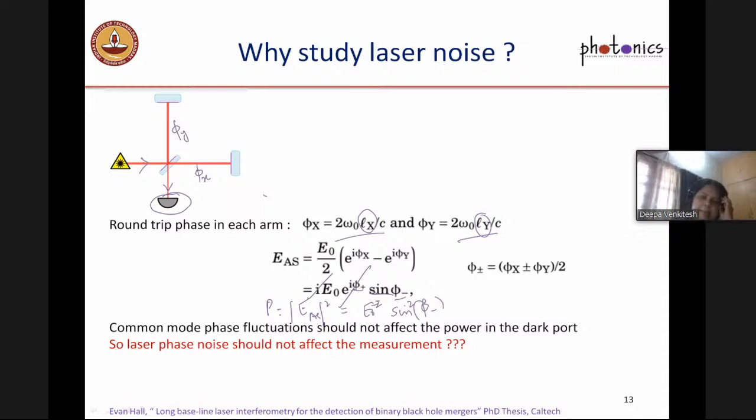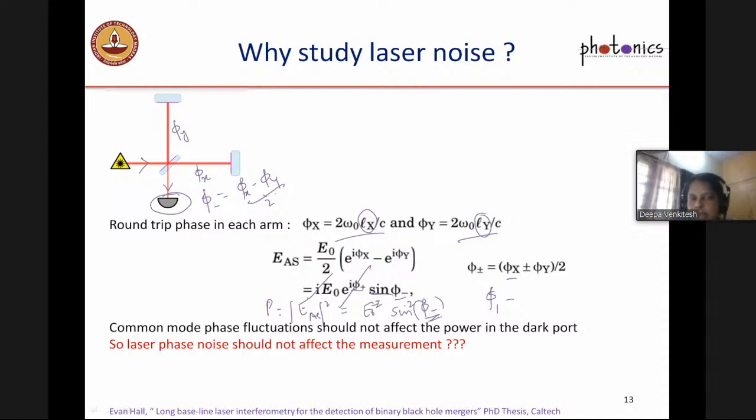Which means that the power that you are observing with the detector, a regular detector always detects power, it cannot detect field, right? So that is dependent only on phi minus, which is actually the difference. Phi minus is nothing but phi x minus phi y divided by 2. It is dependent only on the differential phase.